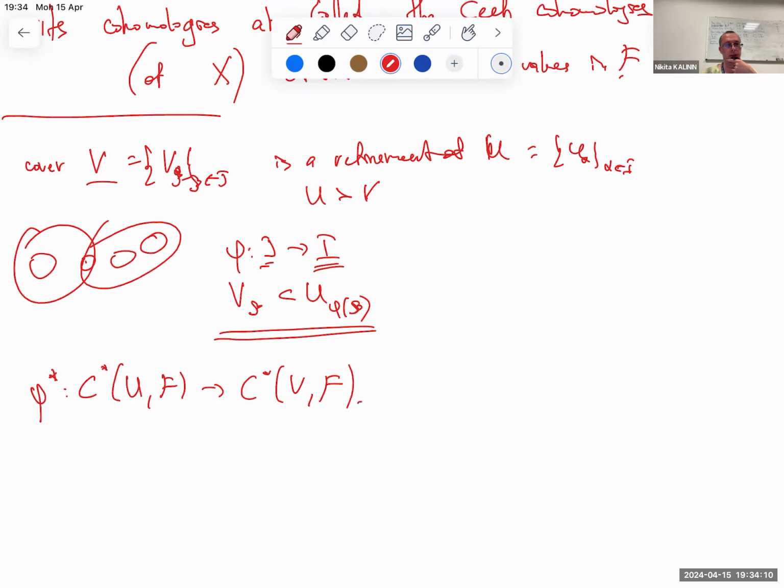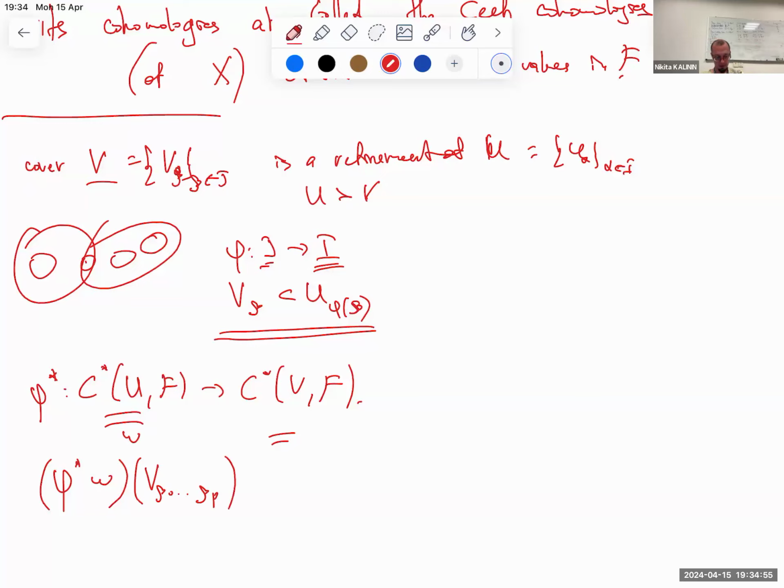Okay, how to do it? So here we have a map from the intersection of any sets from the cover to the abelian group. And here we should have a map from the intersection of sets of the covering V into the group. Okay, how to do it? So we have phi of, let's say, omega. So here we have omega. And we should find its value on the intersection of certain covers here, V beta 0, V beta p.